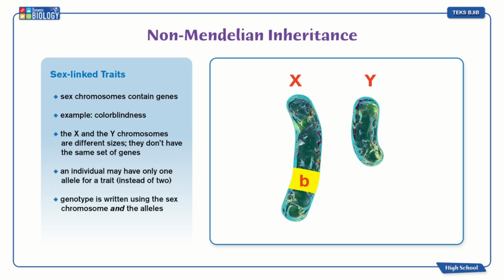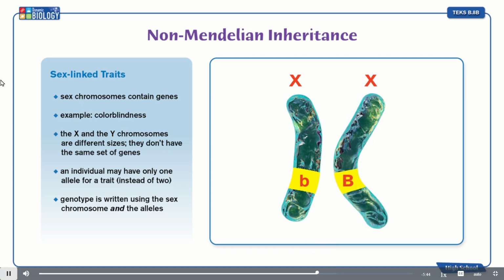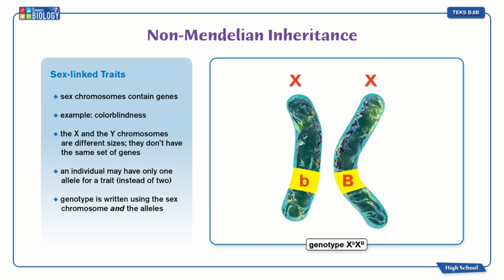In fact, we write the genotype for sex-linked traits in a special way. We include the sex chromosomes and the alleles of interest. In this case, the genotype is capital X, capital Y, and the capital X has a superscript of a lowercase b to represent the color blindness allele. What is the genotype for our earlier female example shown here? The answer is shown under the model.